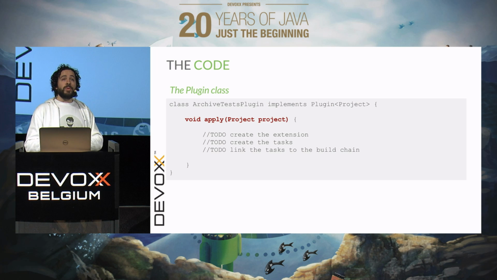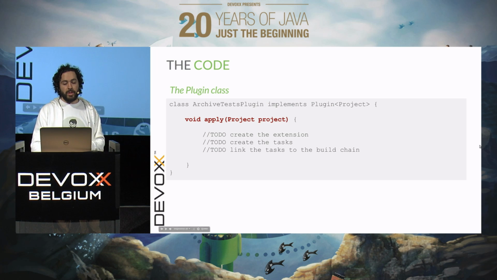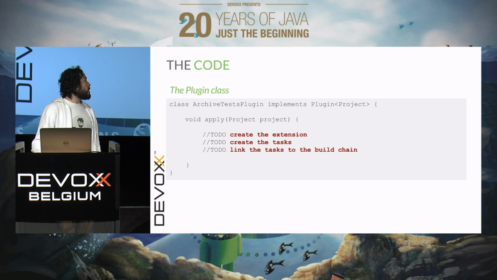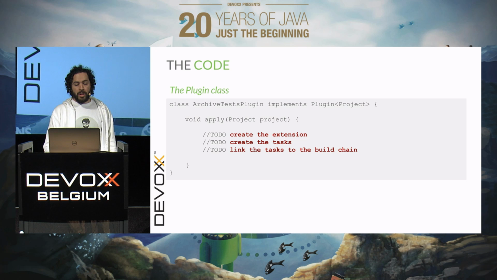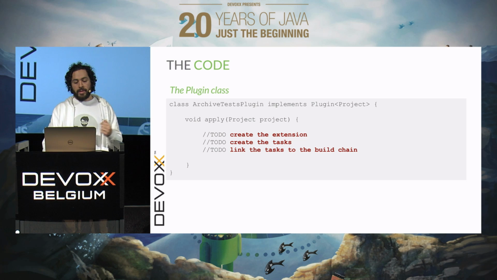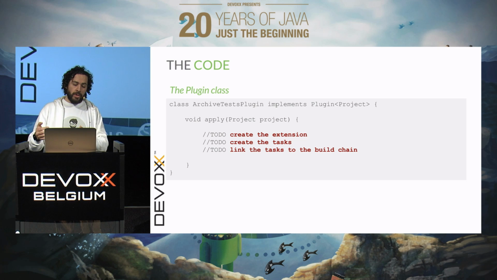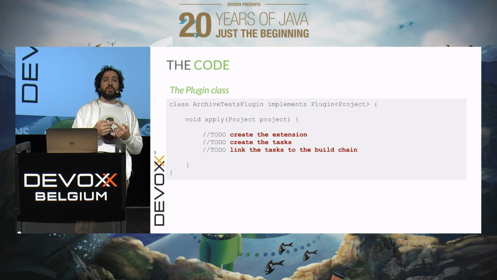This class has to implement an apply method that takes as a parameter the project that is currently building. There are mainly three things to do in the apply method. You will create your extension, that I told you already about. You will create the task that will be executed, and you will link the task to the build chain, to the task graph.